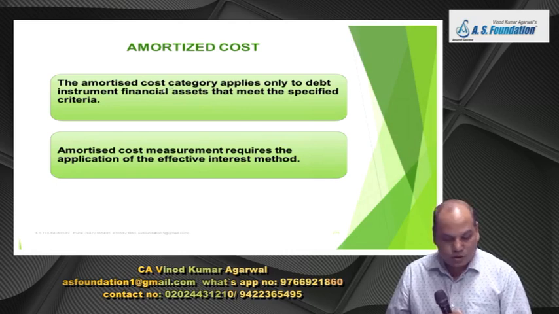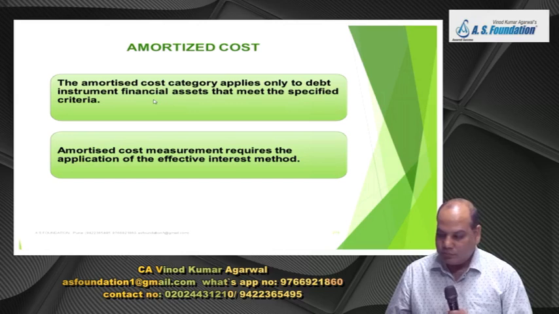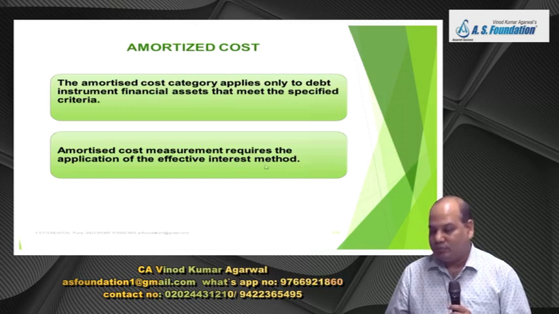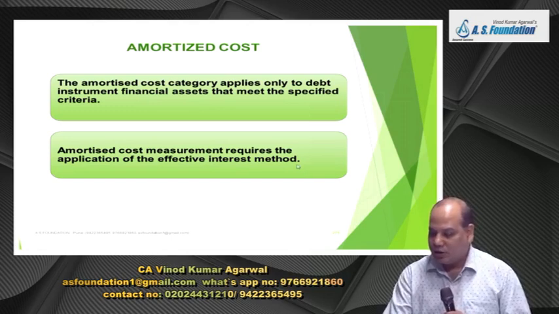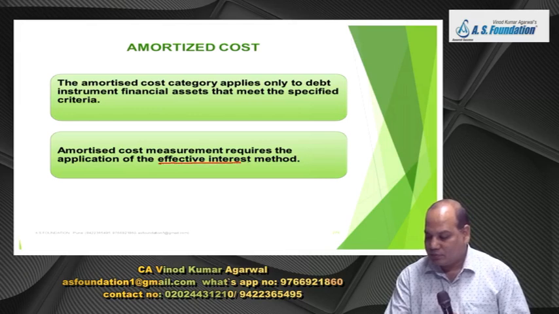I have written a note also to avoid any confusion. Amortized cost category applies only to debt instrument that meets the specified criteria. Amortized cost measurement requires the application of the effective interest method. Effective interest method means IRR or EIR. So some knowledge of effective interest rate is required.